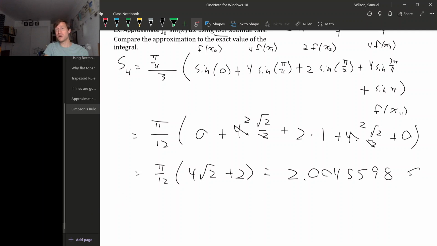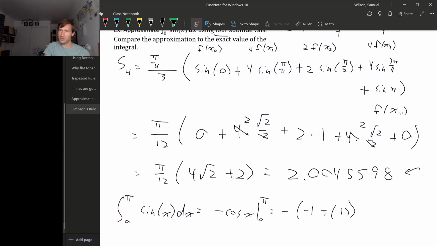It's impossible to know how good this is if we don't know an exact value. So just to compare, let's integrate from 0 to pi sine of x dx. So this is minus cosine x from 0 to pi. So minus cosine of pi is minus 1. Cosine of 0 is plus 1. And so this whole thing comes out to exactly 2.